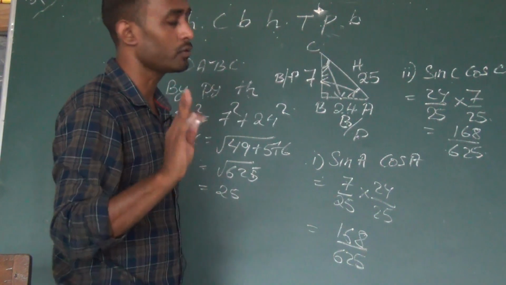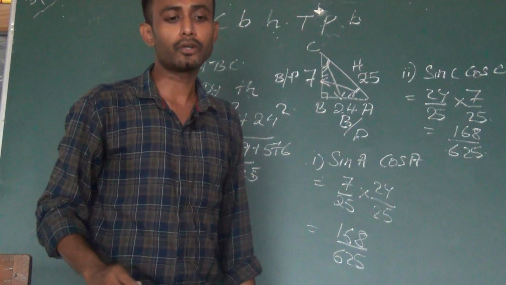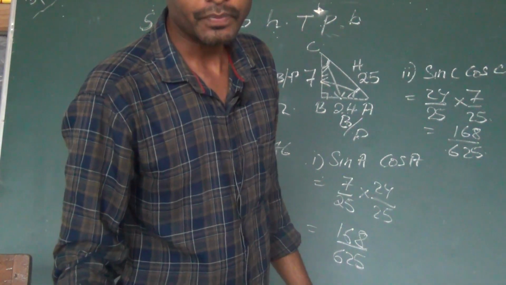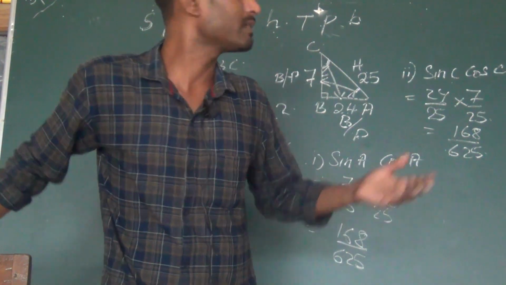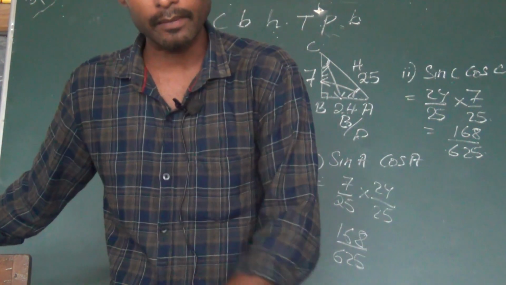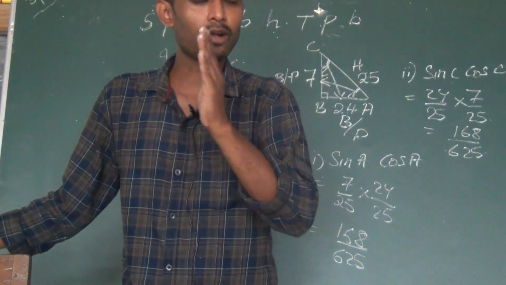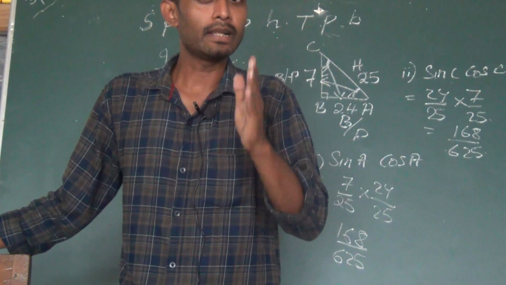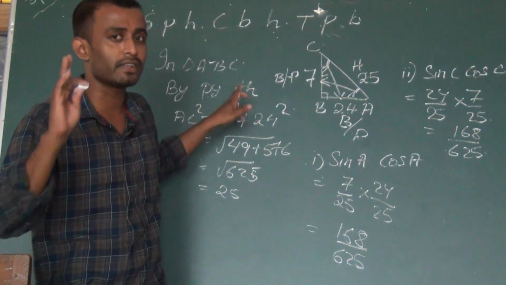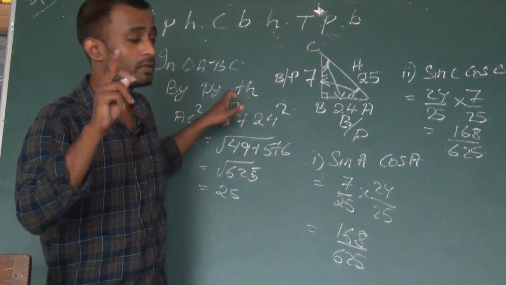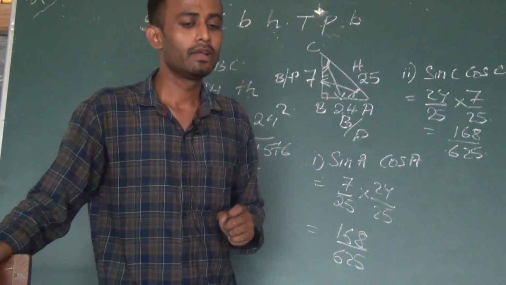Almost all the questions, as I told you in the beginning, will give you two sides, and with the help of Pythagoras theorem, we find the third side. Now number 2, I will give you as homework. Number 2 is not that difficult, very simple. Can you see the diagram on the right side? Hypotenuse is given 13 and opposite is given 12. With the help of Pythagoras theorem, if you find the base, you will get 5.